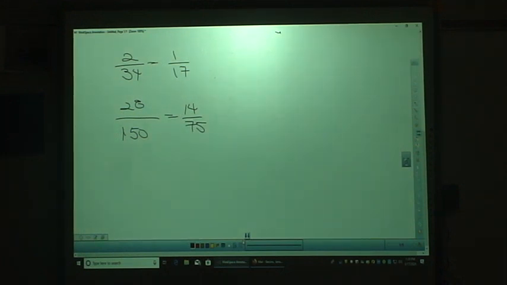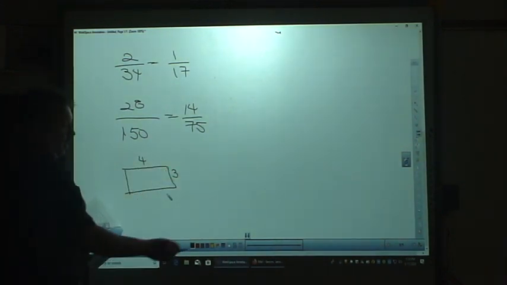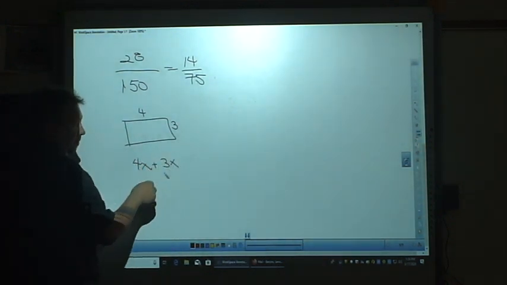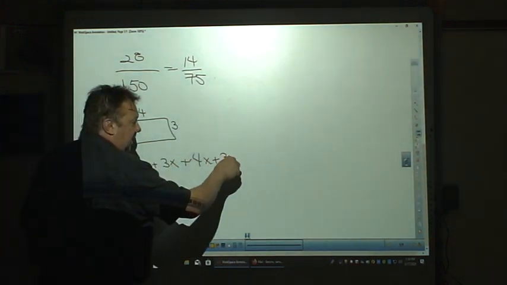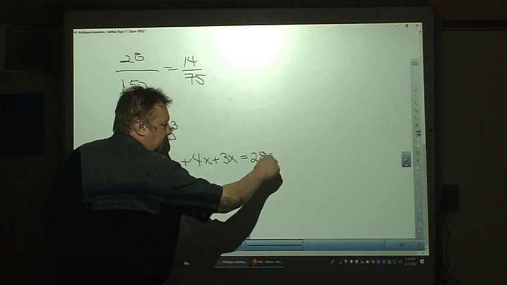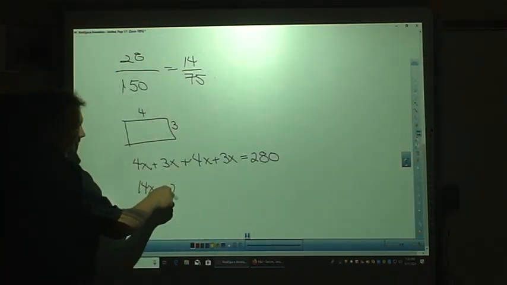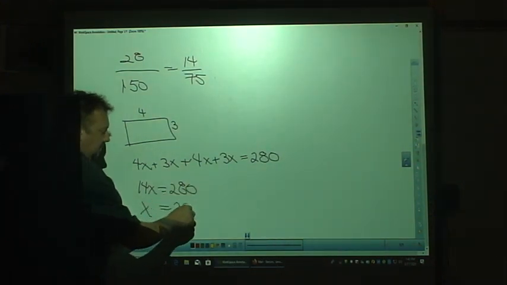Now, we're going to go on to questions where we're dealing with some of the proportions again. We have the perimeter of a rectangle is 280. The ratio of the length to width is 4 to 3. So how we're going to set this up is we're going to take a 4x and a 3x, but remember this is perimeter, so we have to go all the way around, plus 4x plus 3x has to equal 280. That means you'll have 14x equals 280, so that x has to equal 20.